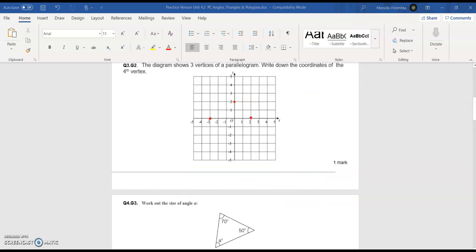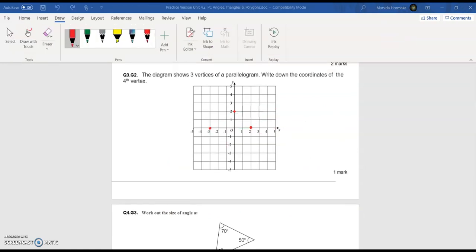Now we have the diagram shows 3 vertices of a parallelogram. Write down the coordinates of the 4th vertex, the 4th corner. So looking at these 3 dots that we have, we can imagine there to be a line between these 2 dots and another line between them too. So if I went across just like here, diagonally, across these 2 squares, I could create another dot in here. So this is going to make a rectangle.